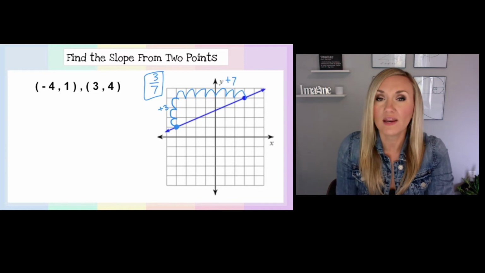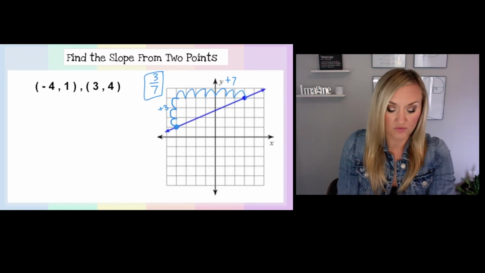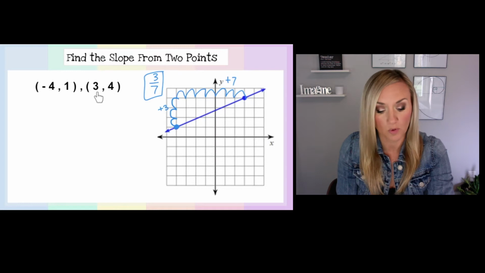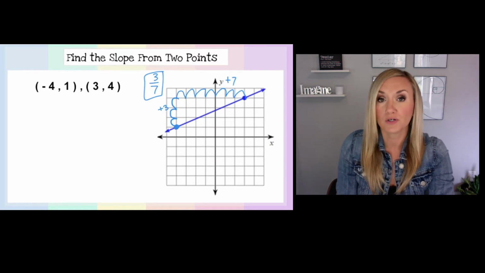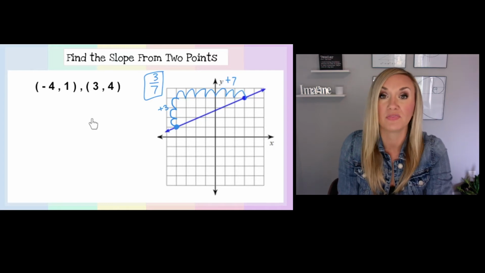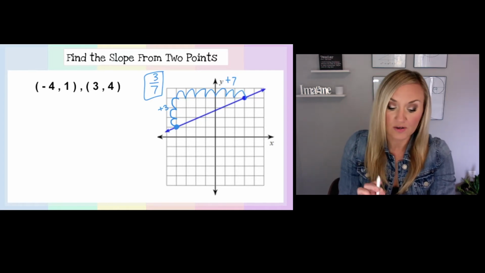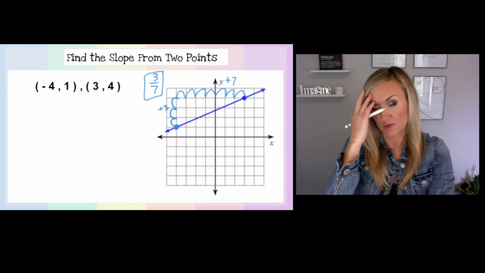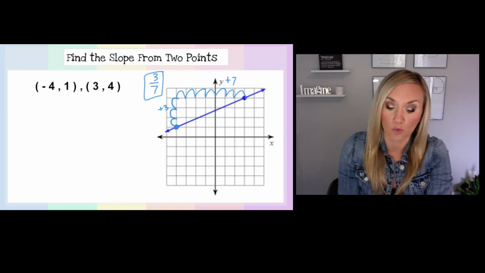And so what if I didn't give you the graph? What if instead I just gave you these 2 points? Now you could make a little graph and then plot them both and then count rise over run, but that would take a long time. There is actually a faster way that we can do this, and it's by using a slope formula.